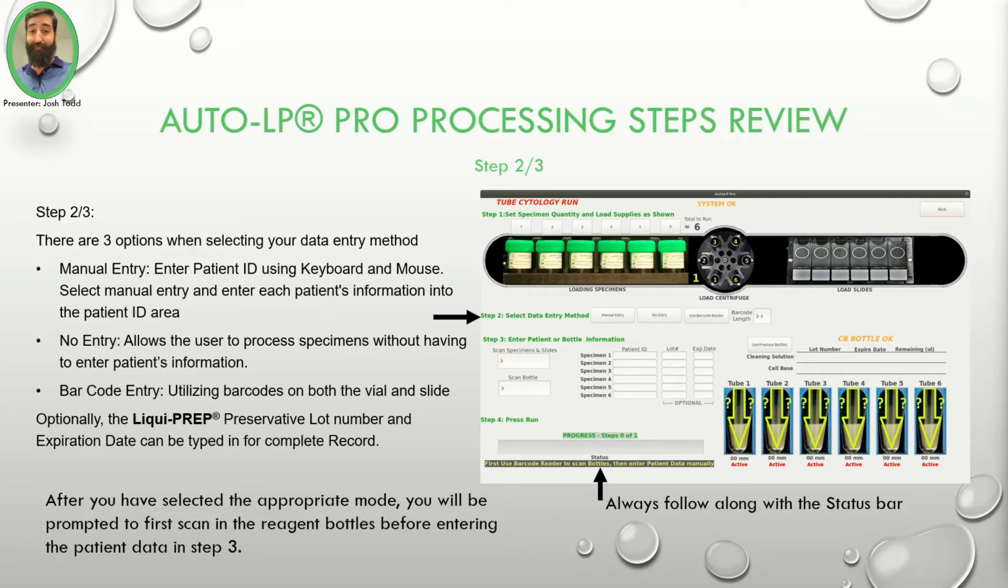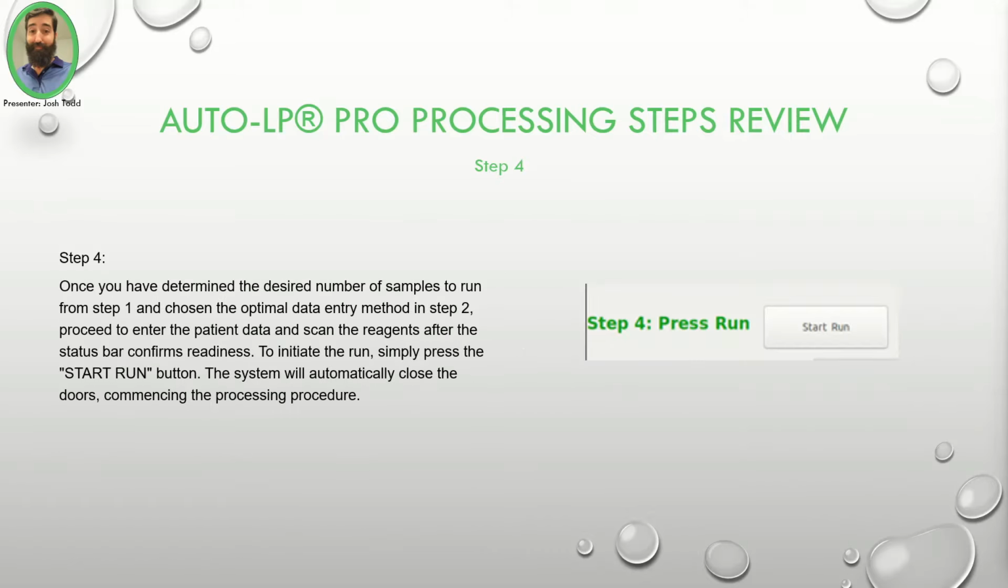Step 3, scan in the reagent bottles and enter your patient ID. Step 4 in the processing steps. Once you've determined the desired number of samples to run from Step 1 and chosen the optimal data entry method in Step 2, proceed to enter the patient data and scan the reagents, after the status bar confirms readiness. To initiate the run, simply press the Start Run button. The system will automatically close the doors, commencing the processing procedure.